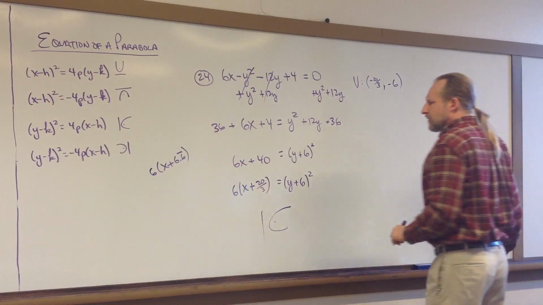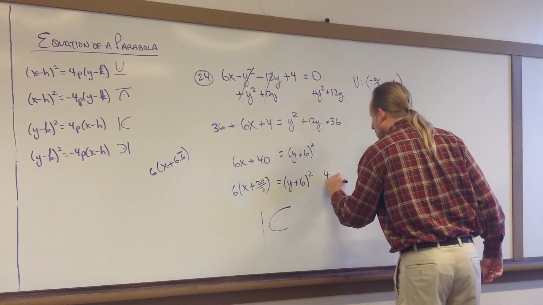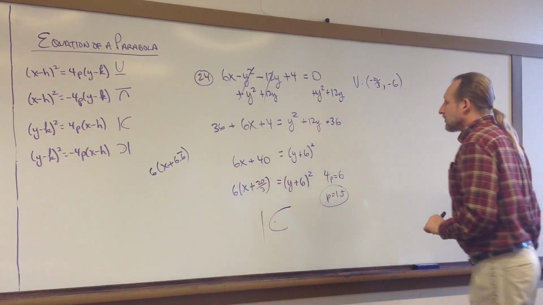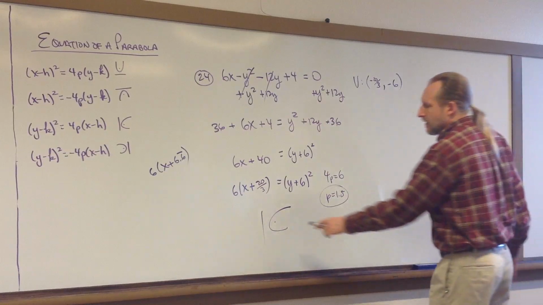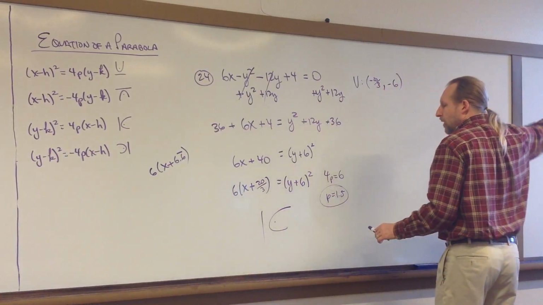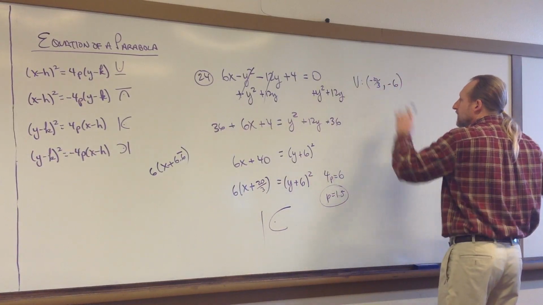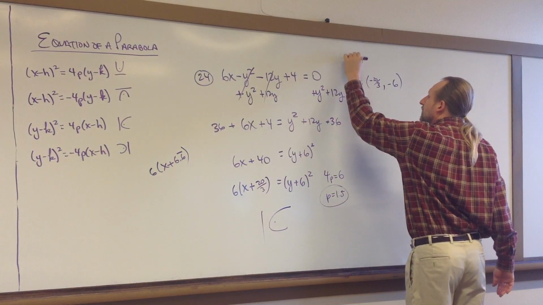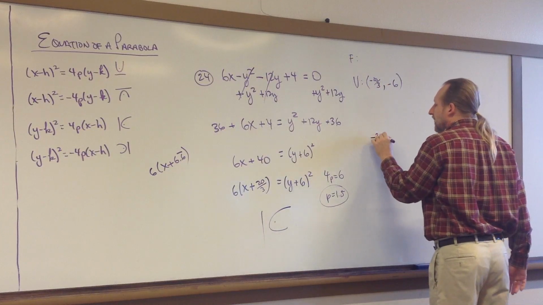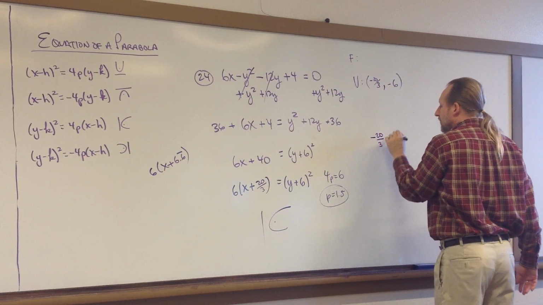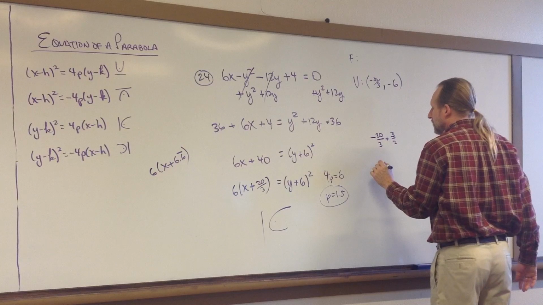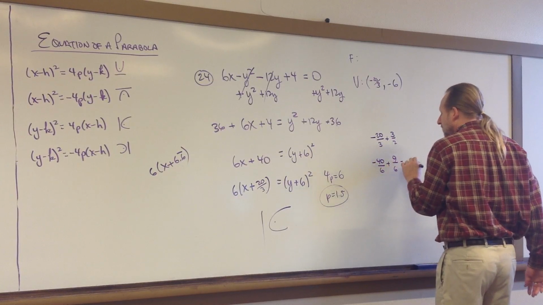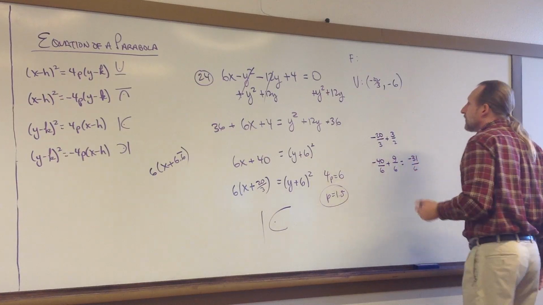What else? 4p equals 6, and so p is 1.5. So that means our focus here is going to be 1.5 places to the right of that negative 20/3. So the focus, we've got negative 20/3 plus 3 over 2. So that's negative 40 over 6 plus 9 over 6, negative 31 over 6.